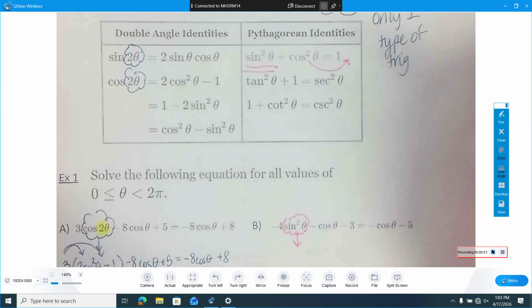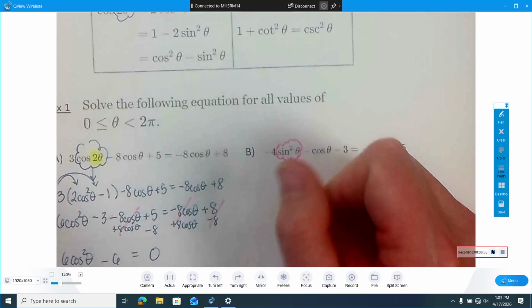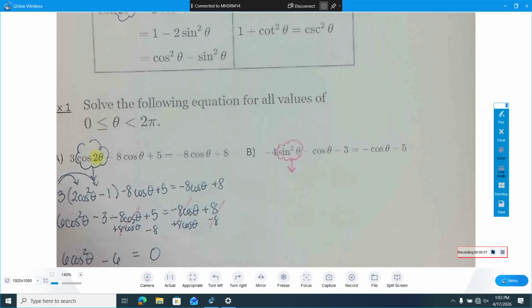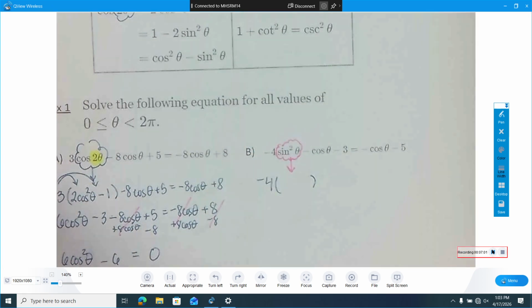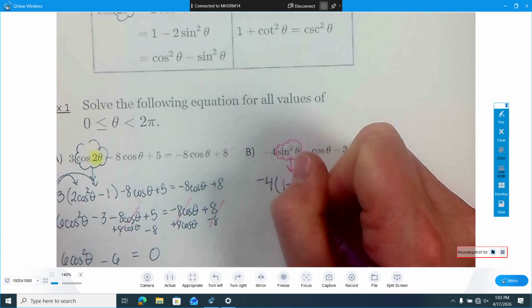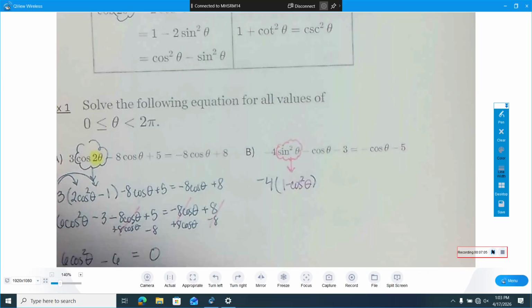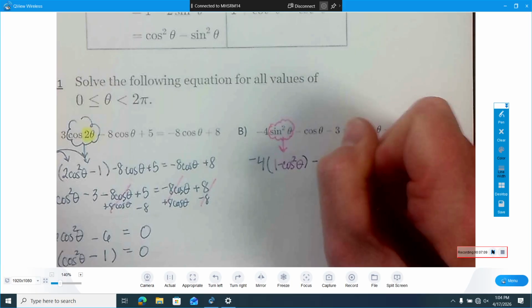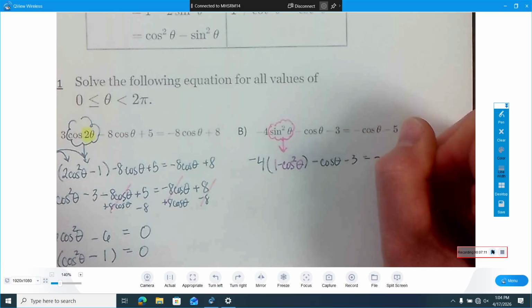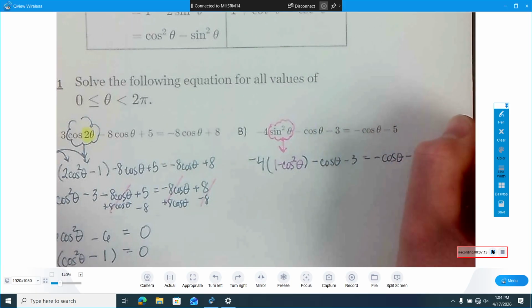Subtract cosine squared. Move that cosine squared over so the sine is by itself. So there's a negative 4 in front. So I'm replacing the sine squared with 1 minus cosine squared theta. Minus cosine theta minus 3 equals negative cosine theta minus 5.